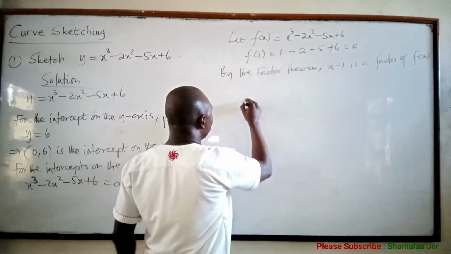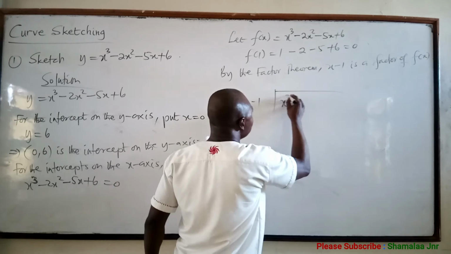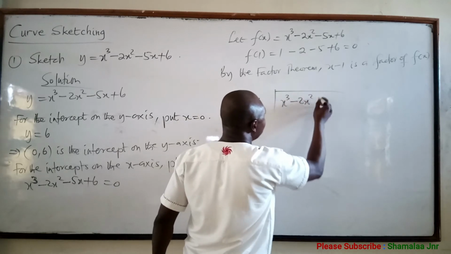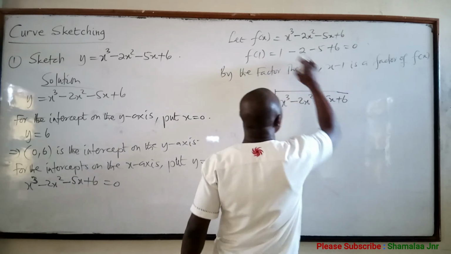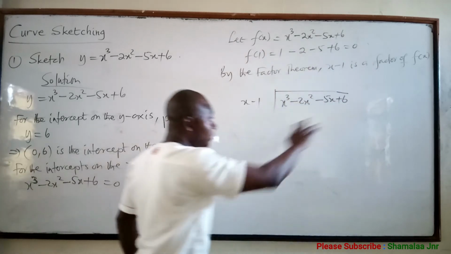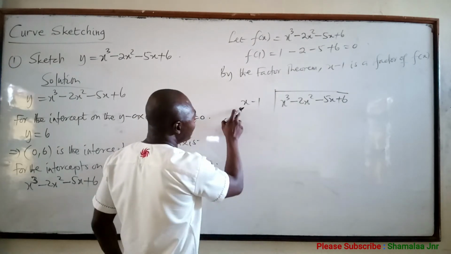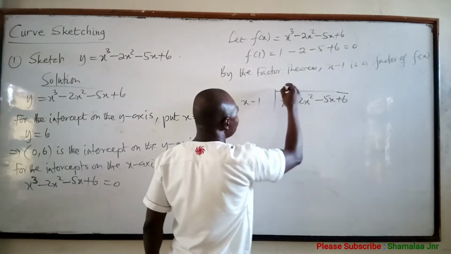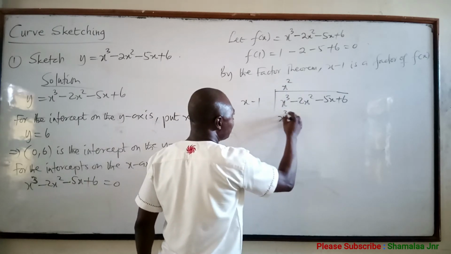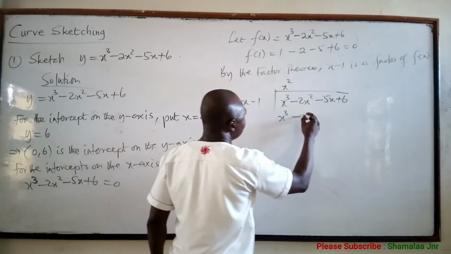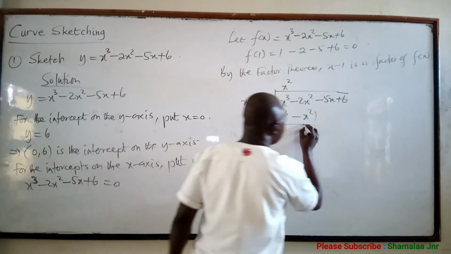Okay, so we have it this way. x minus 1 will now go and divide x cubed minus 2x squared minus 5x plus 6, because there's a need to break this one down. Now, x goes into x cubed x squared times. This time x cubed, this time x squared, this way. And subtract this from this.